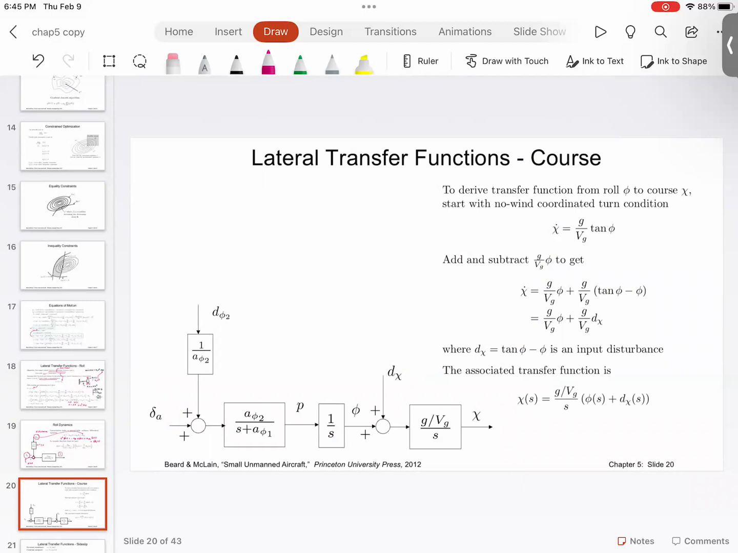Okay, now next is the course. What is the meaning of course? Course angle is the difference. You have to find the course angle, which is chi dot, given as g divided by VG. And if you don't remember what VG is, it is the ground speed. VG is equal to VA plus VW, where VA is the airspeed and VW is the wind speed.